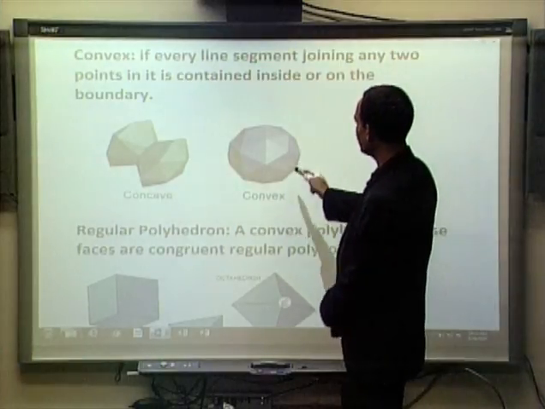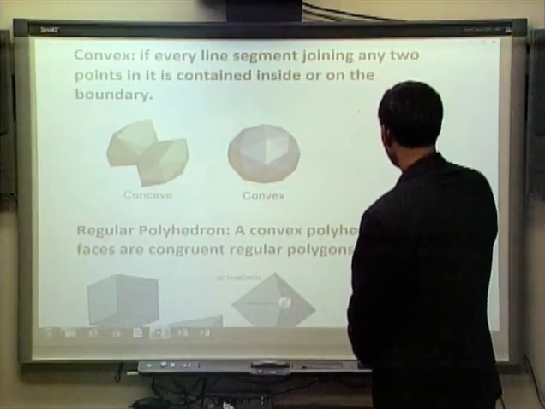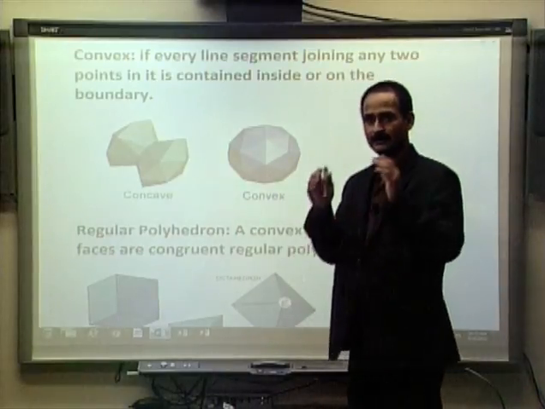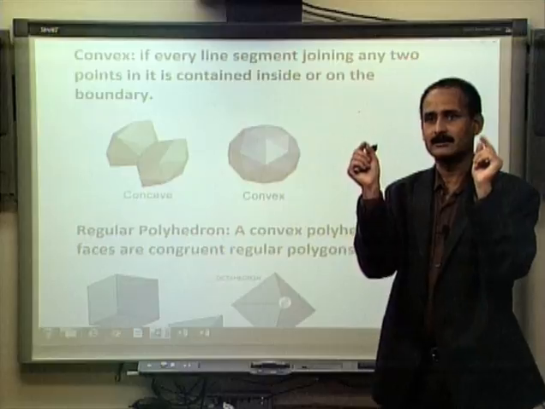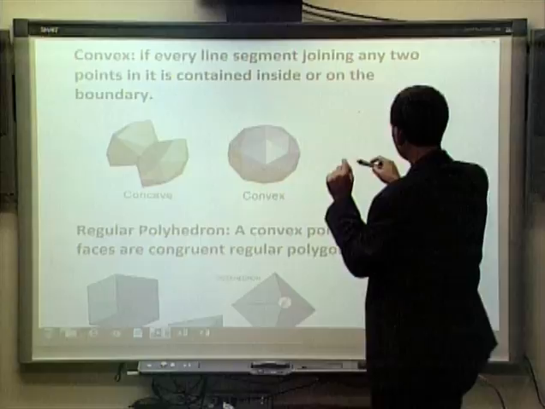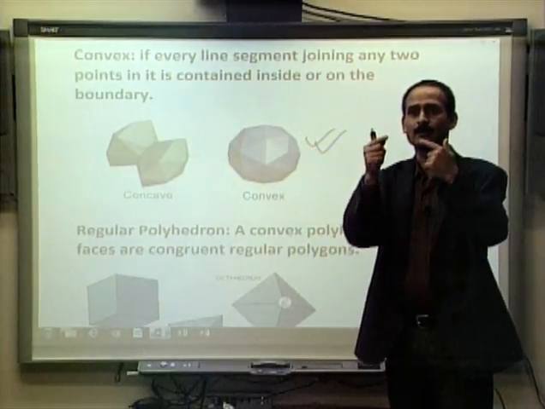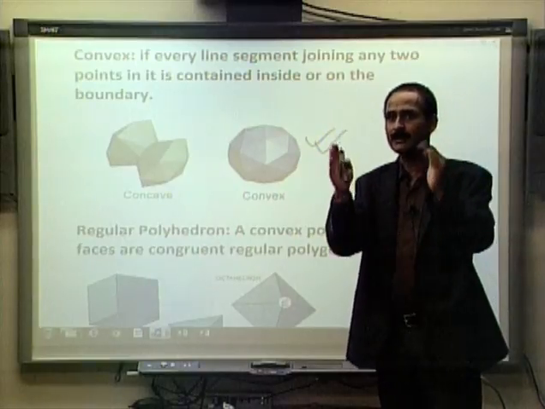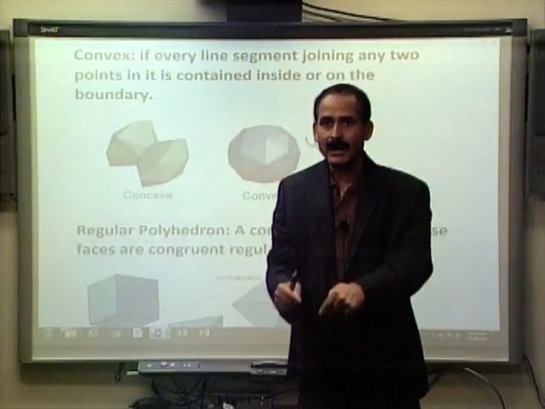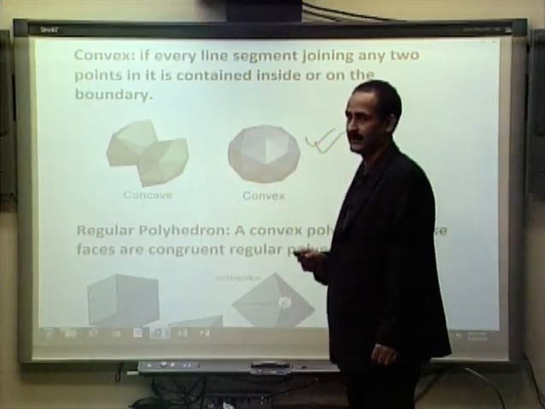For example, let us think of this polyhedron whose faces seem to be triangular. Take any 2 points, imagine any 2 points inside this surface, and think of connecting the 2 points. The line connecting any 2 points inside it will remain either inside this region or on the boundary. So, this is called convex.